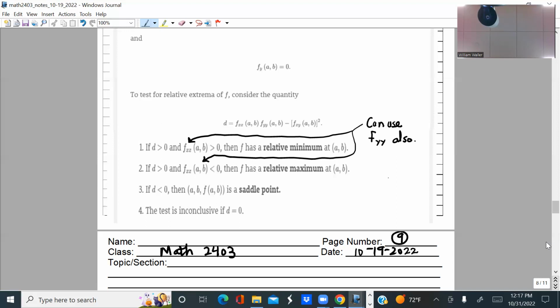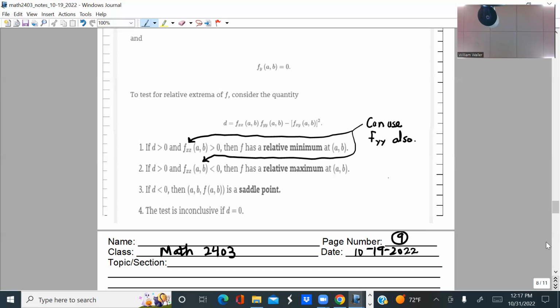Now, D, of course, can turn out to be negative itself, right? When you do this calculation, if D is negative, then that means you have a saddle point. So if D turns out to be negative, you've got a saddle. Don't care about the sign of the second partial derivative. D is negative and you have a saddle.